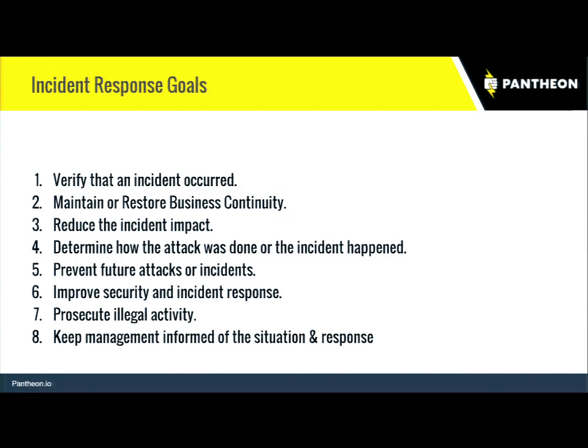When an incident happens, it is important that you establish some goals. First, you need to verify that an incident happened. Remember, as we were talking about language, we need to standardize so we can actually say, hey, this broke. We need to do something. Next should be to restore business continuity. Your brand, your image, and your reputation are the things that people value most, and there's no mistake about that. We need to reduce the impact of the actual event. We need to determine how the attack or problem happened. How do we prevent future incidents or attacks? And how do we improve our security through all this?